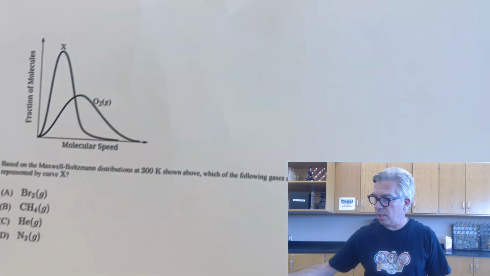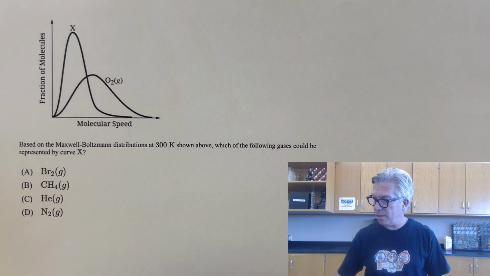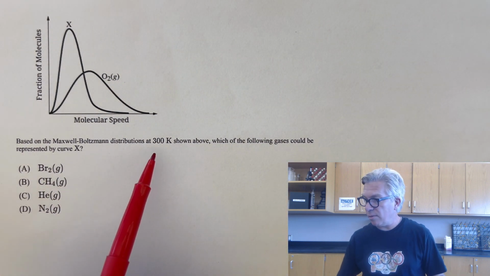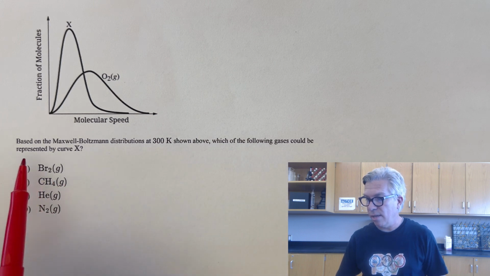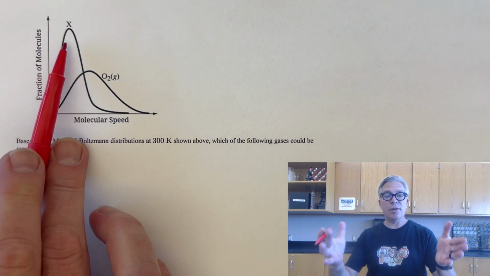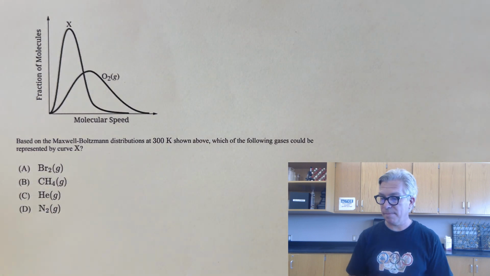Here is a quick question. Based on the Maxwell-Boltzmann distribution at 300 Kelvin, which of the following gases could be represented by curve X? Take a moment, pause the video, and I'll see you back here in a couple seconds.